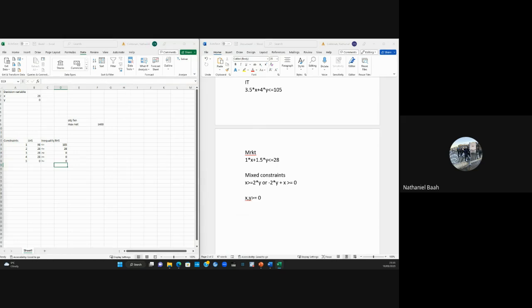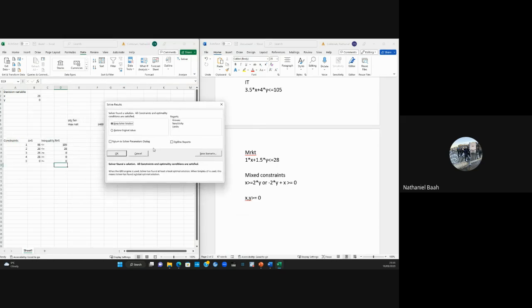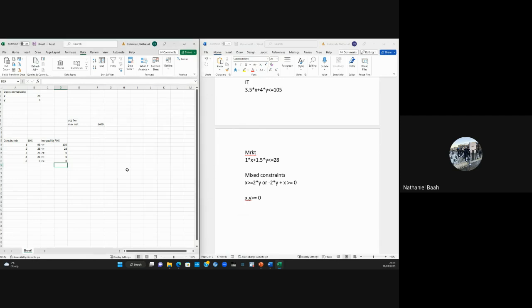Good. Since I'm using two screens, this pop-up appears, then you click on OK. Good. So now you see there is a change in our Excel sheet. Now it has given us the optimum points. So the firm ABC needs to produce 28 Sony products and zero cello products in order to maximize their profit.